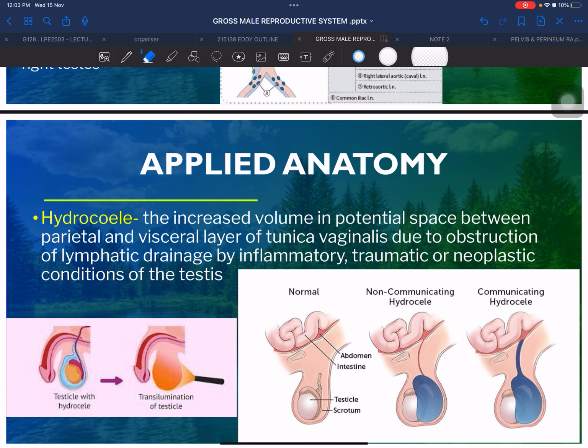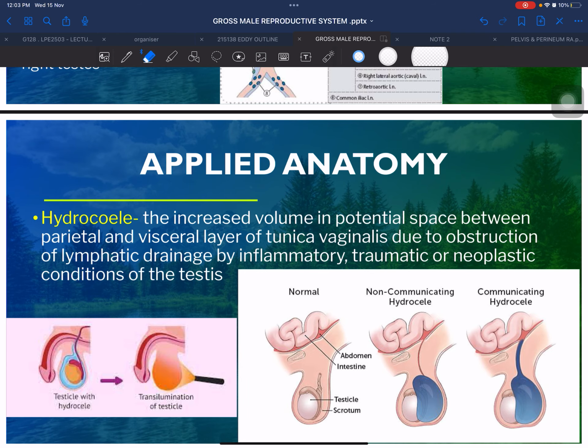So how do you want to determine whether this boy has a hydrocele or not? You have to perform the transillumination test. Okay, shine the torchlight, and you can see the testis obviously, with the water around it.